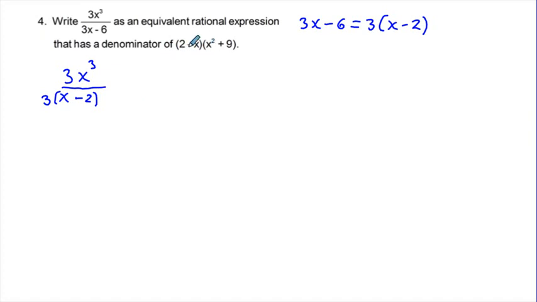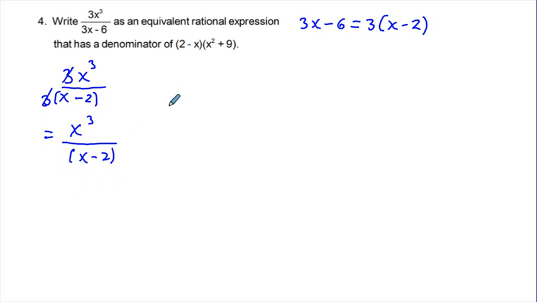But we want this denominator that doesn't have a 3 in it. So I'm going to take advantage of noticing that 3 over 3 will cancel. And so now we have an equivalent expression of x cubed over x minus quantity x minus 2. But I want this to be 2 minus x instead. That's what I want it to be.